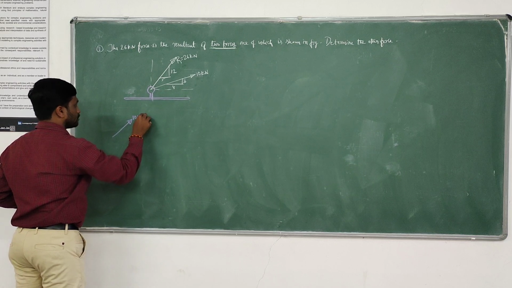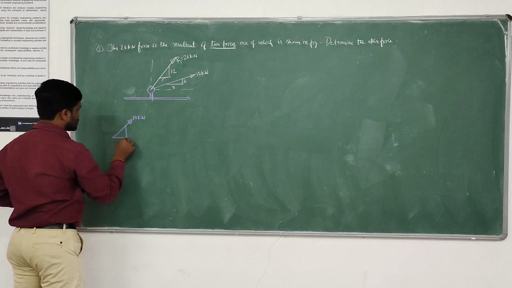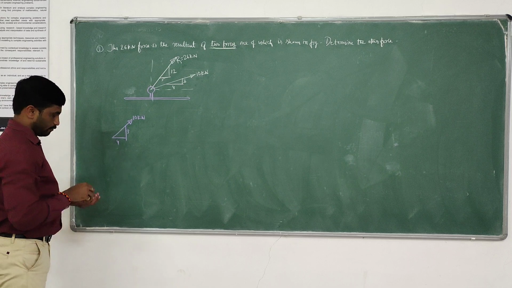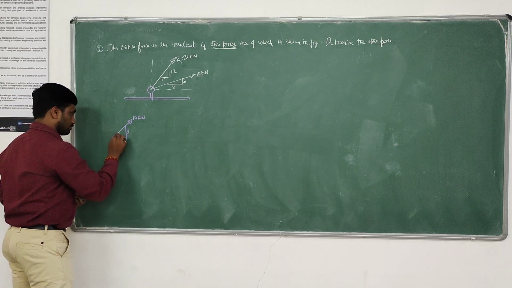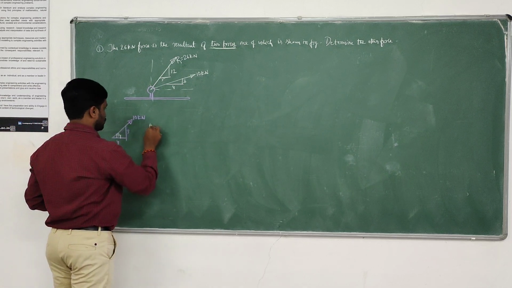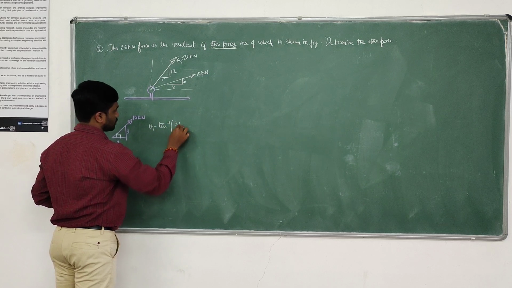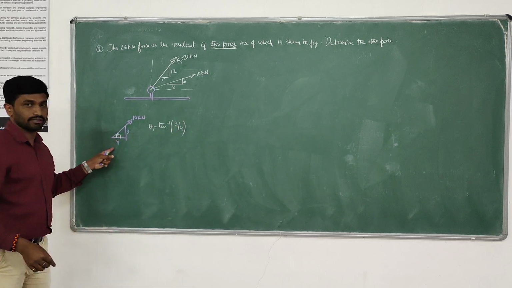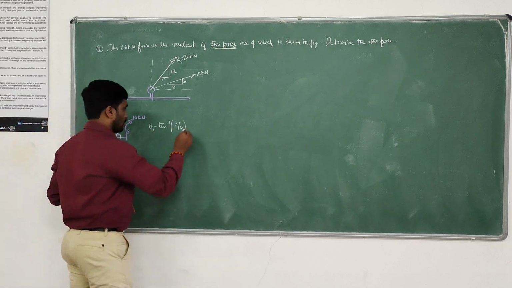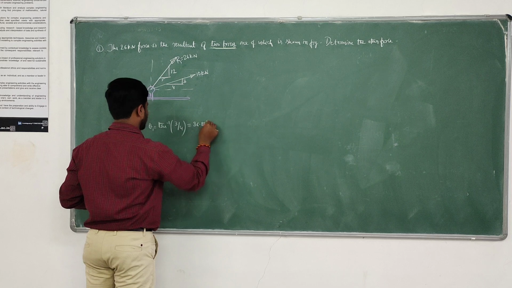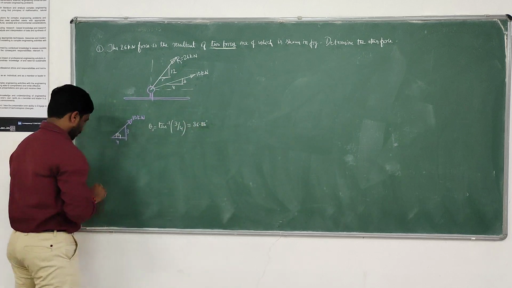For the 10 kilonewton force, the slopes are given as 3 and 4. What is theta 1? Theta 1 equals tan inverse of 3 by 4, since tan theta is opposite by adjacent. So 3 by 4, how much? 36.86 degree.